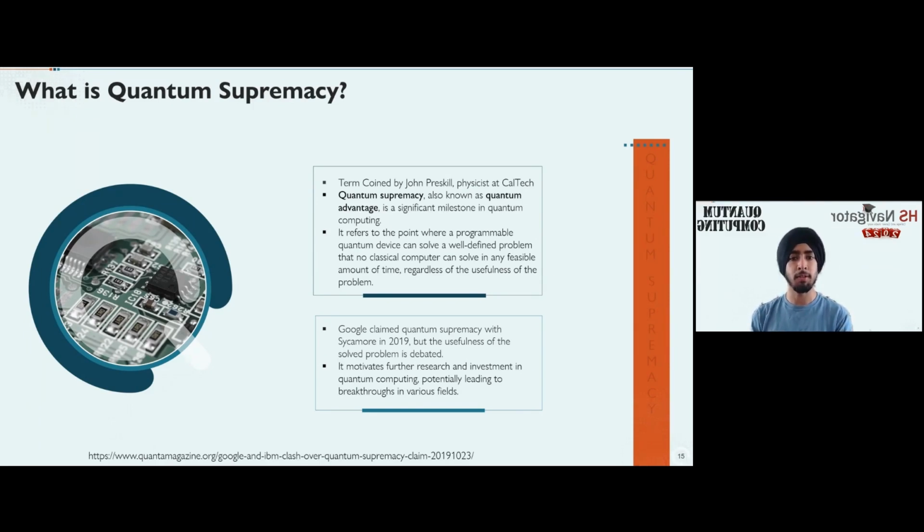Typically, we refer to quantum supremacy nowadays as just which company has the best and most powerful supercomputer. We say they have quantum supremacy.